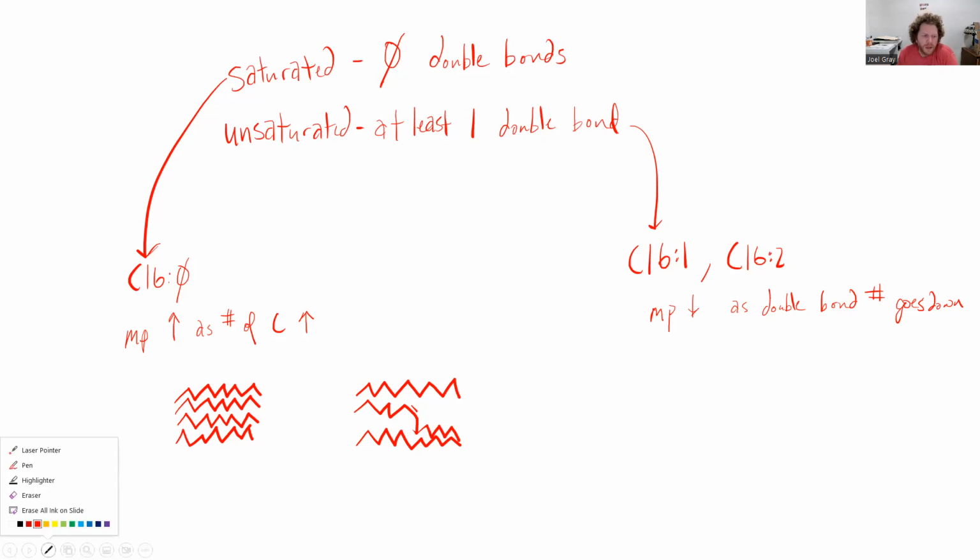Now, to visualize how that impacts an organism, as opposed to simply thinking about the molecules, I want to show you this paper right here. I'm going to share, and here's our paper.